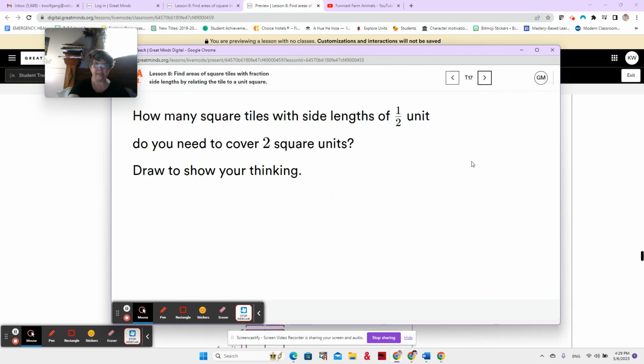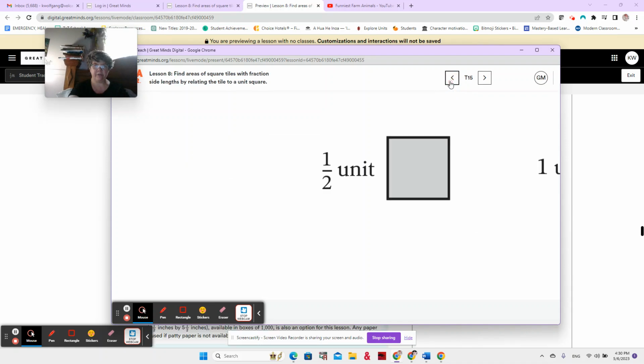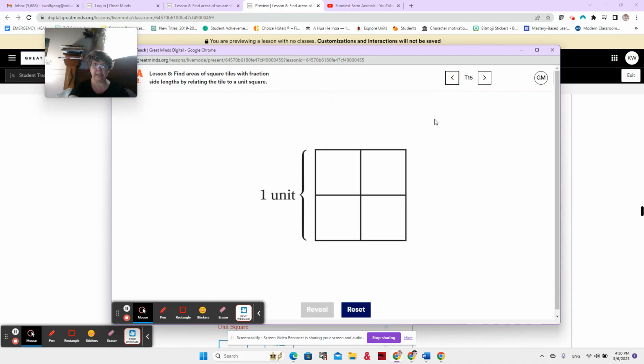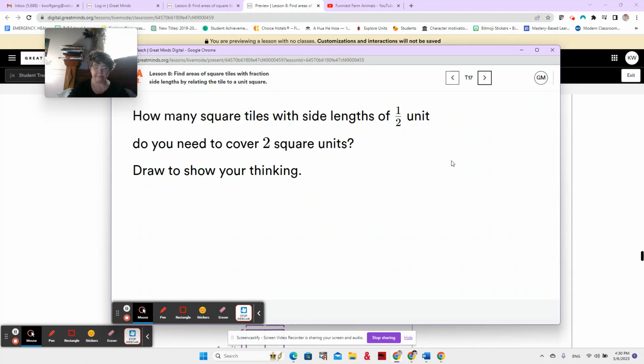And let's look at this. How many square tiles with side lengths of 1/2 unit do you need to cover 2 square units? So let's think about this for a few minutes. If we have 2 square units, 2 pieces of patty paper, then how many square tiles with a side length of 1/2? And remember, here's our side length of 1/2. Also, here's our side length of 1/2. But now we have 2 square units.